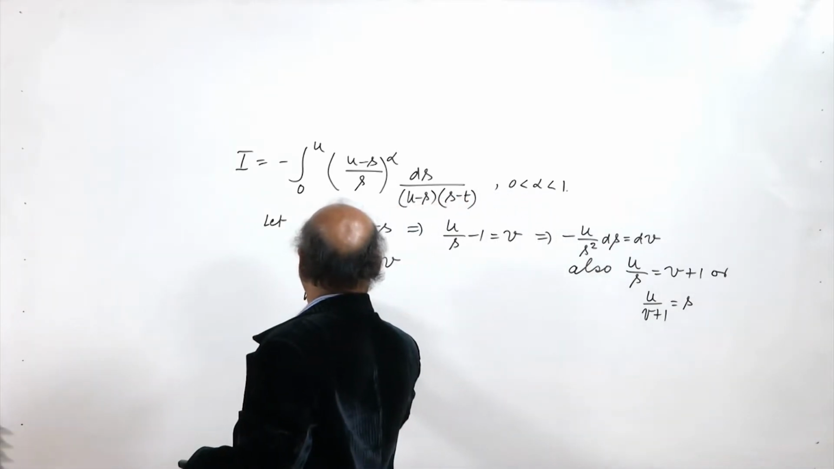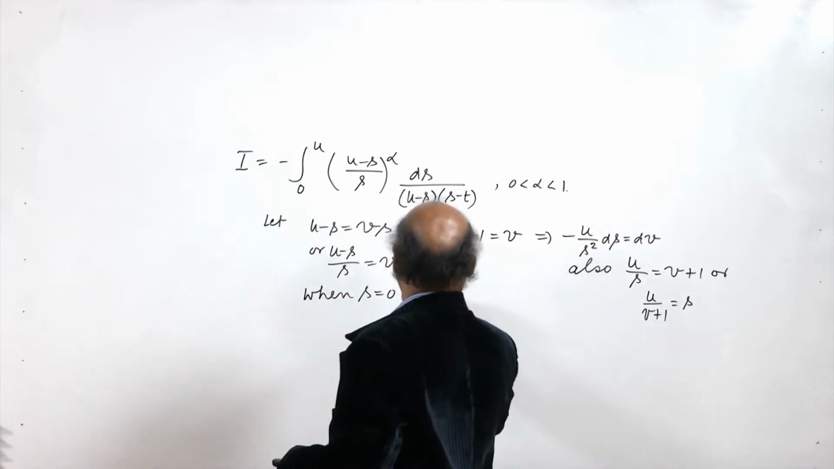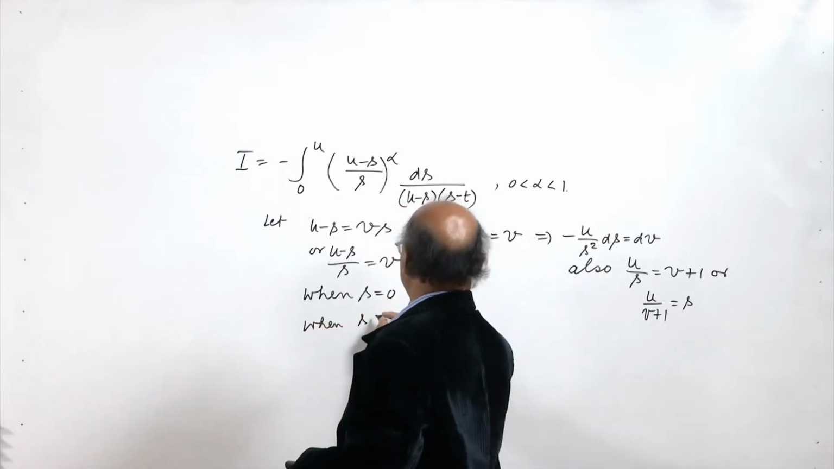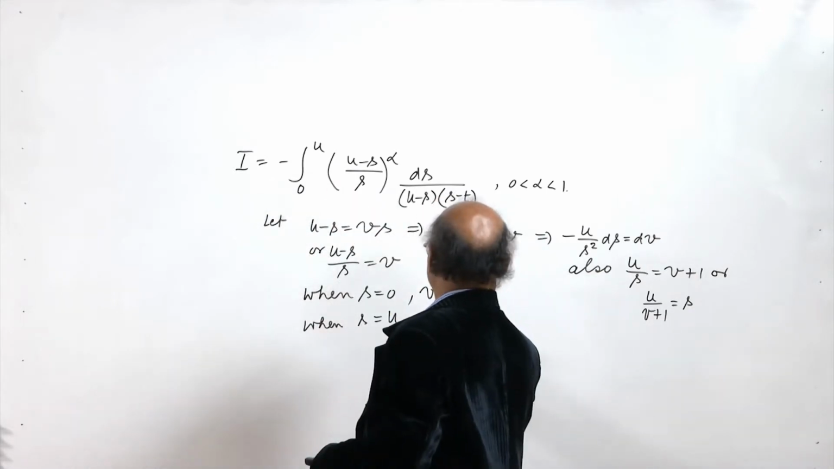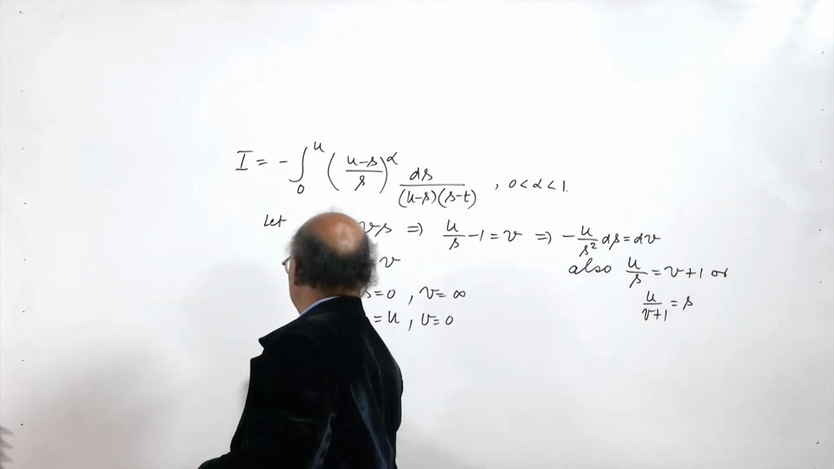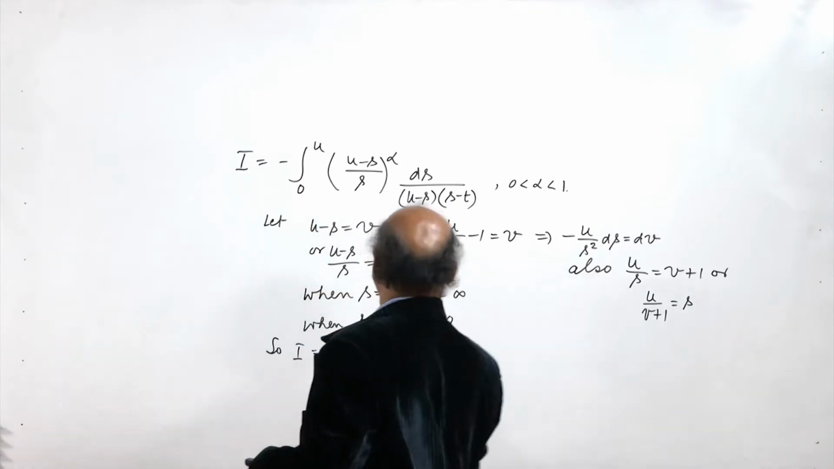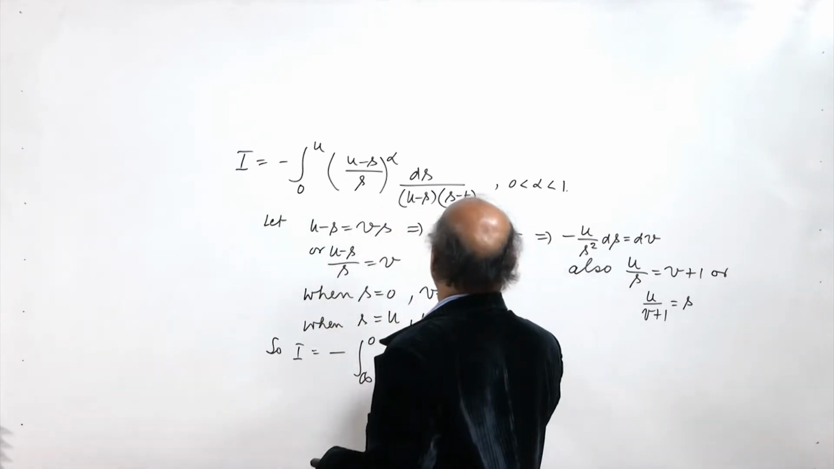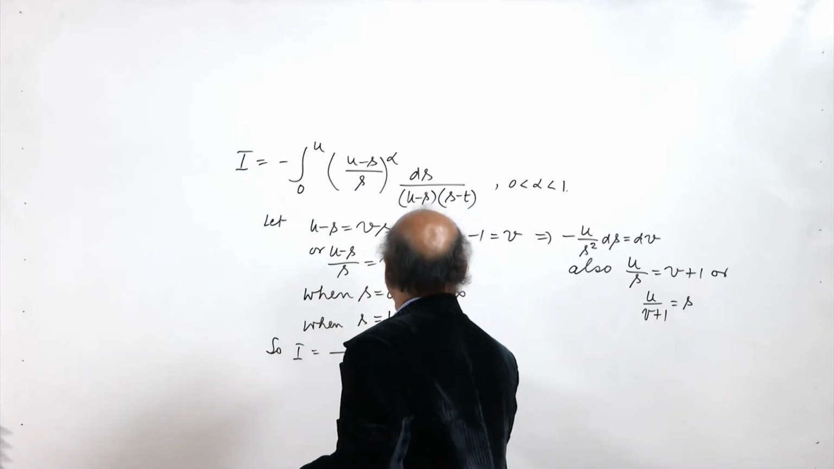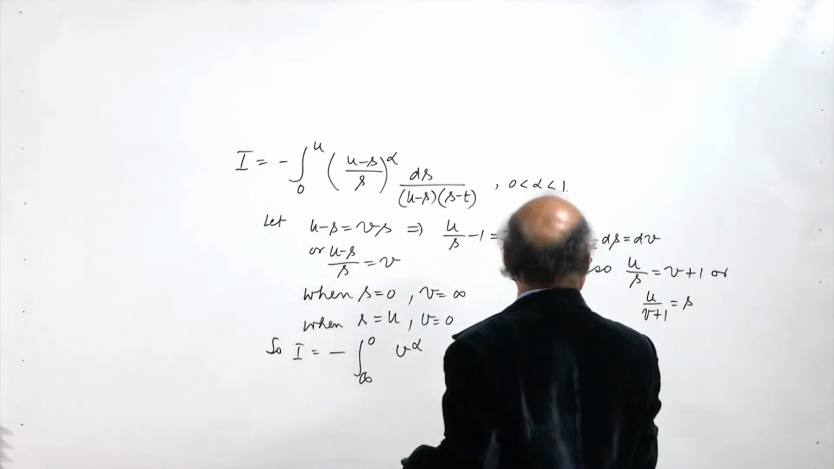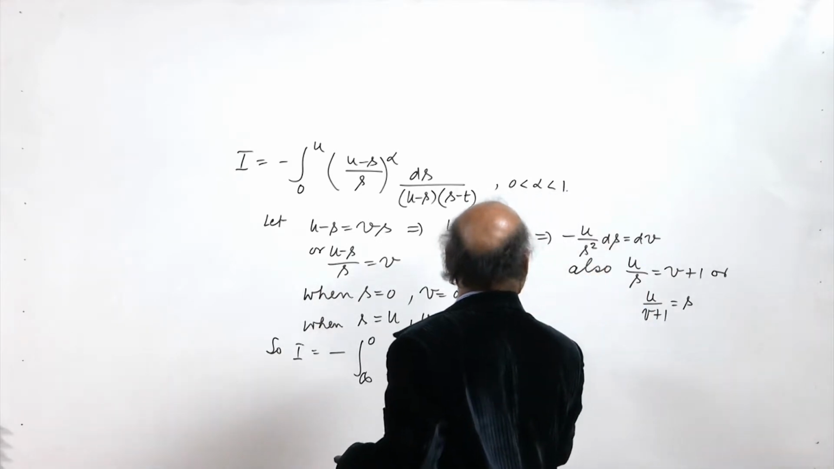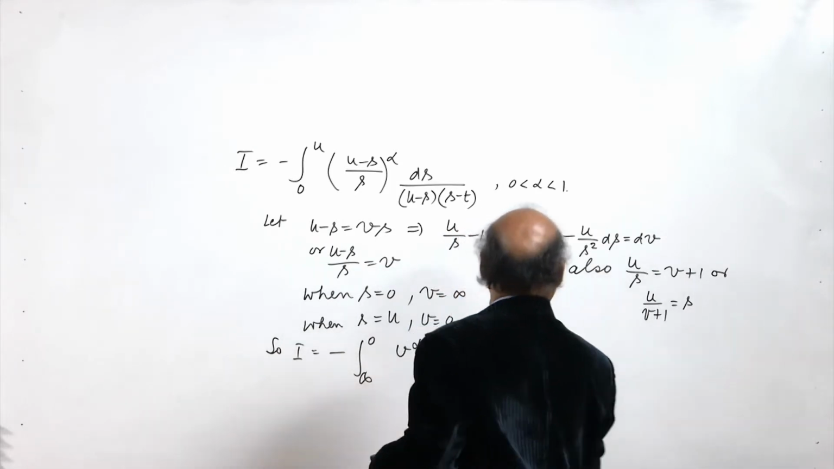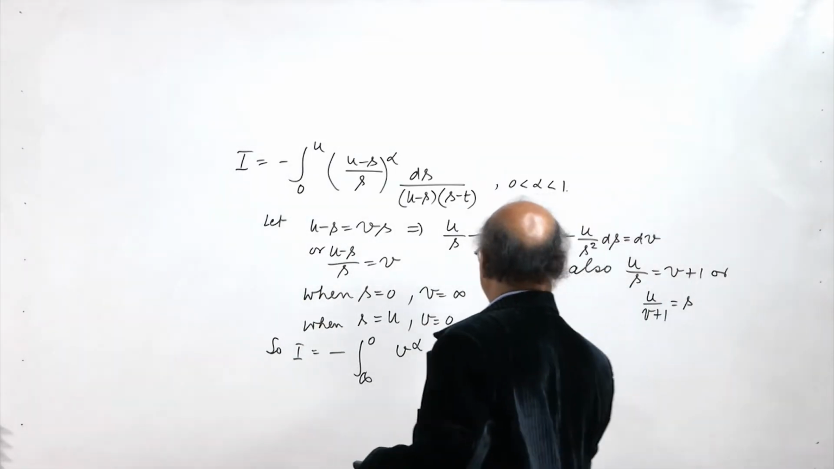So when s is equal to 0, b becomes infinity, and when s is equal to u, b is equal to 0. So I will be equal to minus integral infinity to 0, where (u minus s) by s is equal to b, so b to the power alpha, and ds is equal to minus s square by u db.